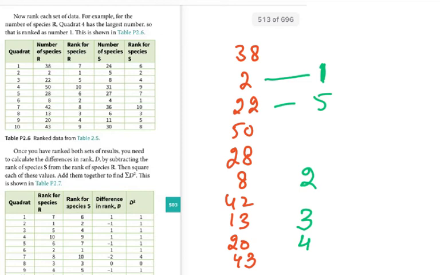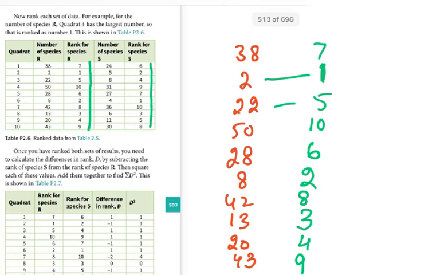Then what is more than 22 is 28, that will be 6. Then 38 will be 7. Then 42 will be 8. And then 43 will be 9. And then 50 will be 10. So you understand how we rank it. So we did a ranking of species R, and then we did a ranking of species S as well. So just go through this again and just understand it.